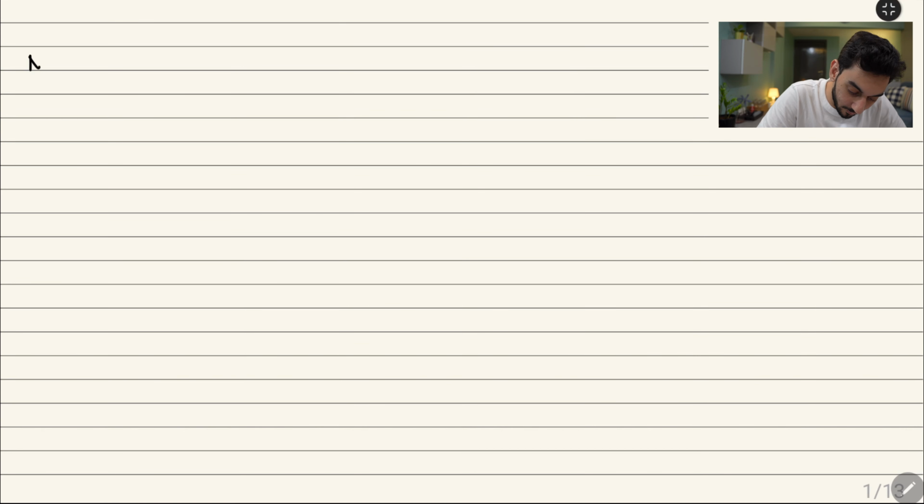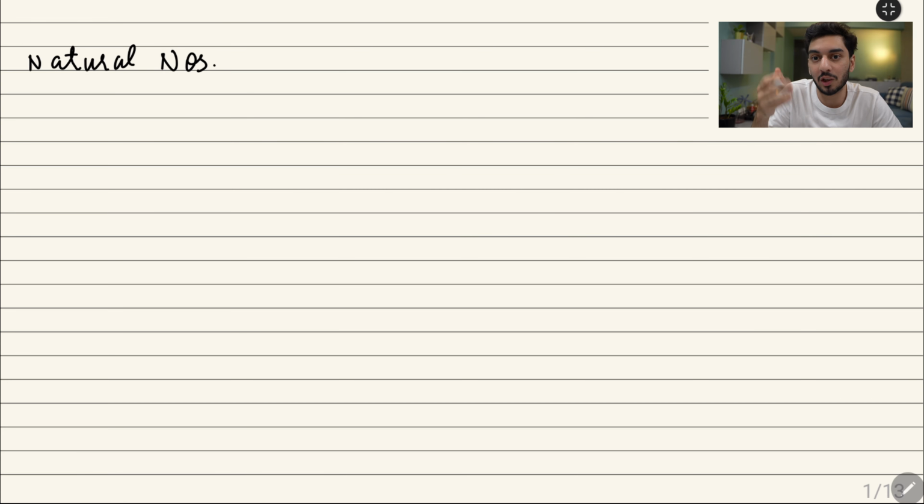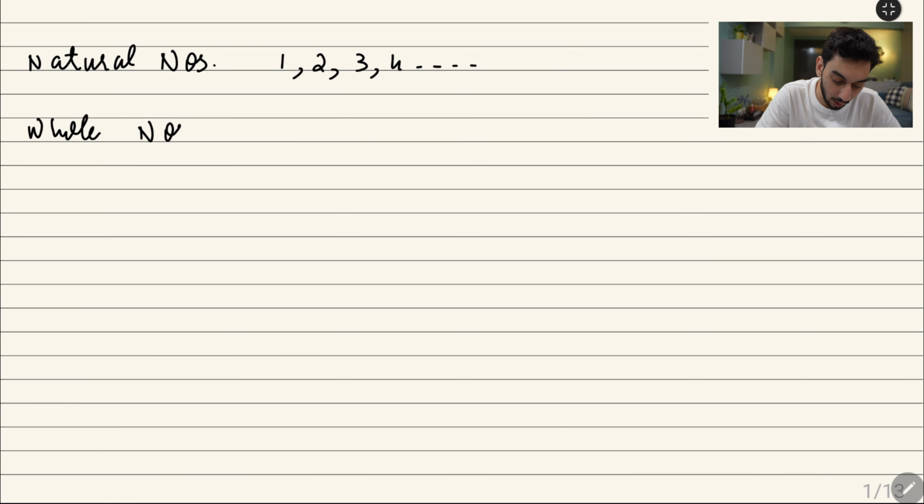So the first type of numbers are basically natural numbers. Natural numbers are those numbers which we generally use to count anything in daily life. So basically 1, 2, 3, 4, and it keeps on going. The next set of numbers is whole numbers. Now whole numbers is basically all the natural numbers, but 0 is also included in this family. So it is 0, 1, 2, 3, 4, and then it keeps on going.